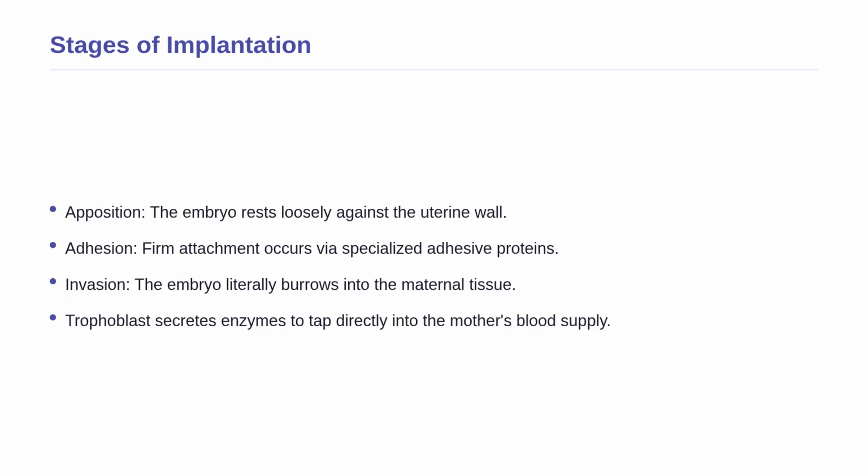Knowing the structure of the blastocyst, we can now explore how it actually attaches. Implantation occurs in three distinct sequential stages. First is apposition, where the embryo simply rests loosely against the uterine wall, like a boat gently touching a dock. Next is adhesion, where specialized proteins act like anchors, firmly attaching the embryo to the tissue.